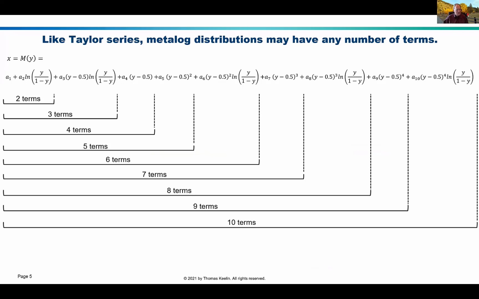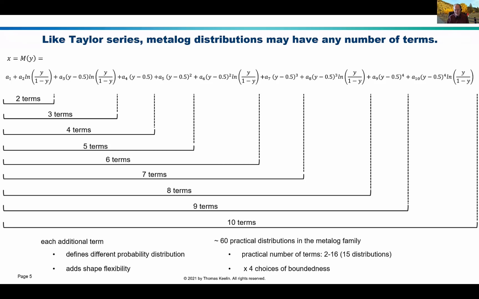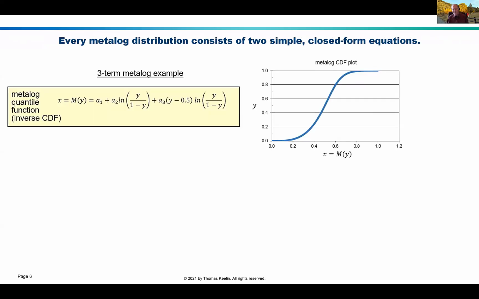You can see the 2-term Metalog quantile function all the way up through the 10-term Metalog quantile function on this graph. Each additional term defines a different probability distribution, number one, but most importantly, each additional term adds shape flexibility. So you have as much shape flexibility as you want. And I'll show you 4 choices of boundedness, 15 distributions within each choice, roughly 60 practical distributions in the Metalog family. So every Metalog consists of 2 simple closed form equations.